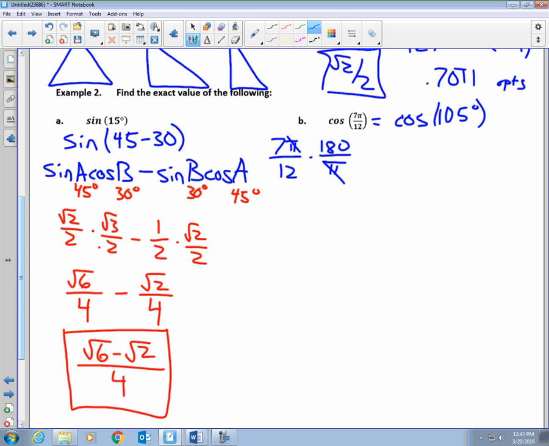How about 60 and 45? You can use 135 and 30. That's absolutely fine. I'm going to use 60 and 45. Okay, so I'm going to write this as the cosine of 60 degrees plus 45 degrees.